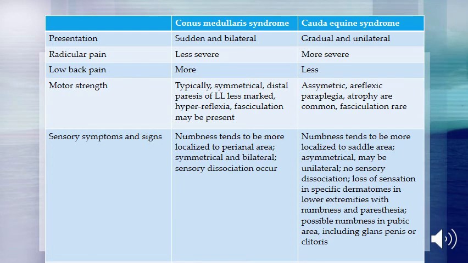The sensory symptoms and signs in the conus medullaris tend to be numbness more localized to the perianal area, and symmetrical. Bilateral sensory dissociation occurs, while in the cauda equina, the numbness tends to be more localized to the saddle area, asymmetrical, and may be unilateral, with no sensory dissociation, and loss of sensation in a specific dermatome in the lower extremities, with numbness and paresthesia, and possible numbness in the pubic area, including the glans penis or clitoris.